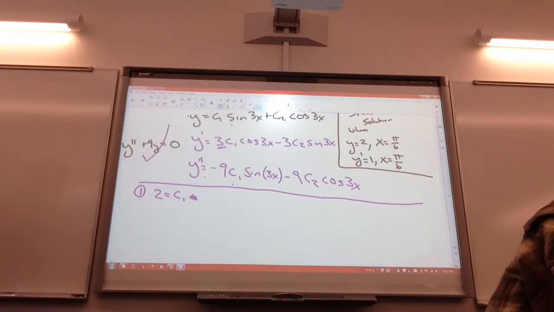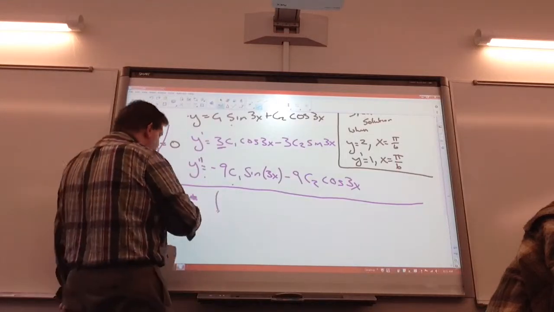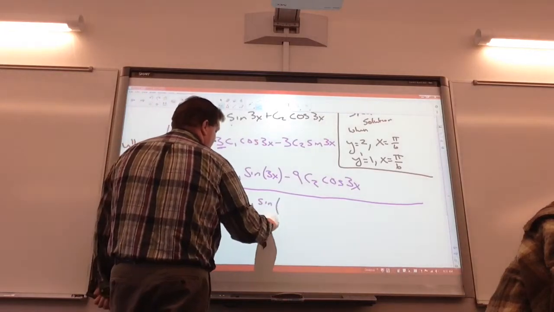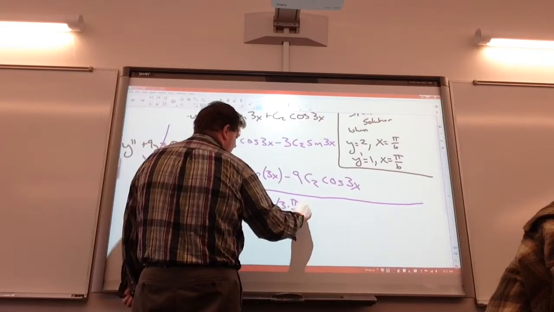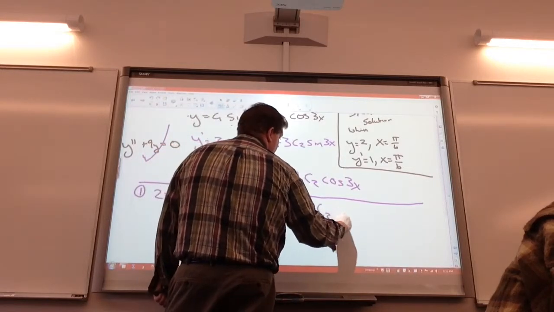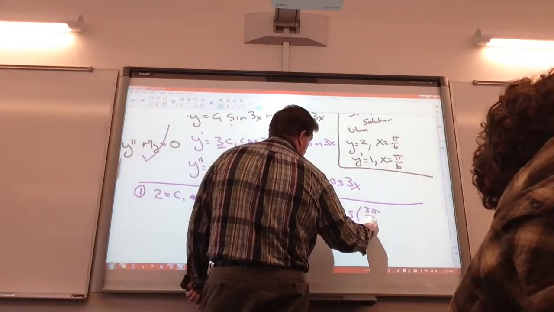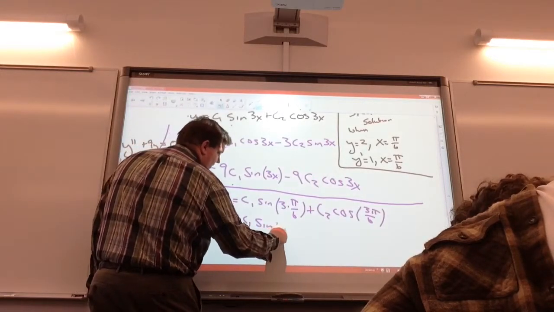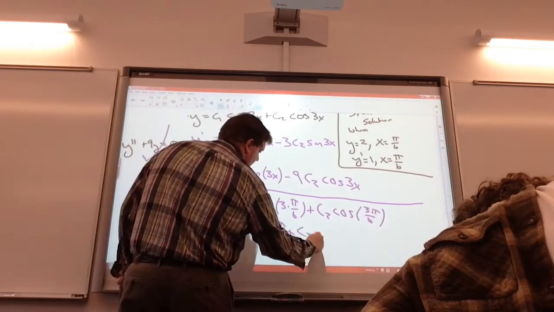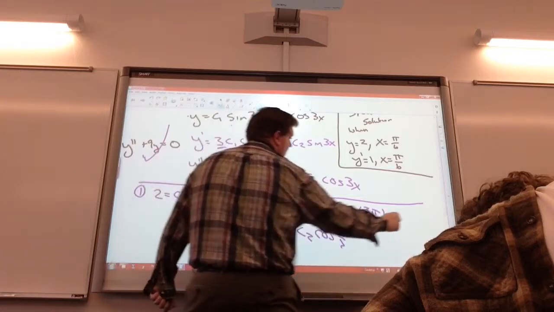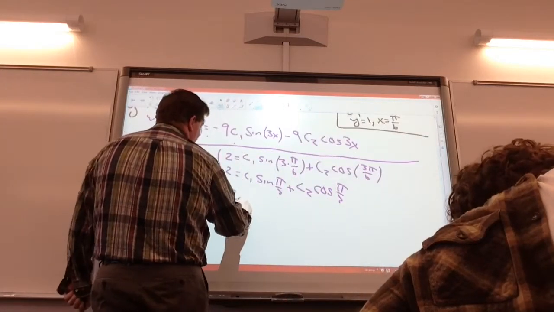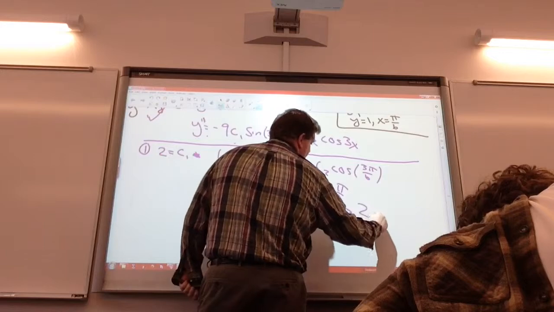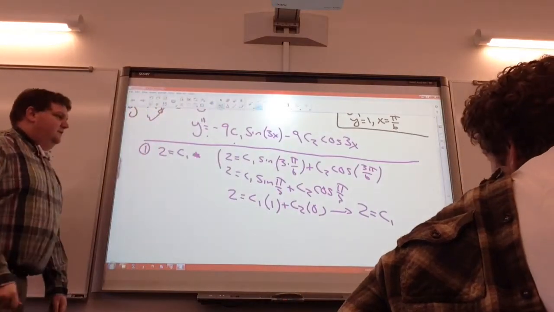Does everyone see how that worked? Again, I'll write it all out. It's because 2 is equal to c1 sine of 3 times pi over 6 plus c2 cosine of 3 pi over 6, which would be c1 sine of pi over 2 plus c2 cosine of pi over 2, which is 2 equals c1 times 1 plus c2 times 0, which gives us that 2 is equal to c1. So that's how we figured out the first one.